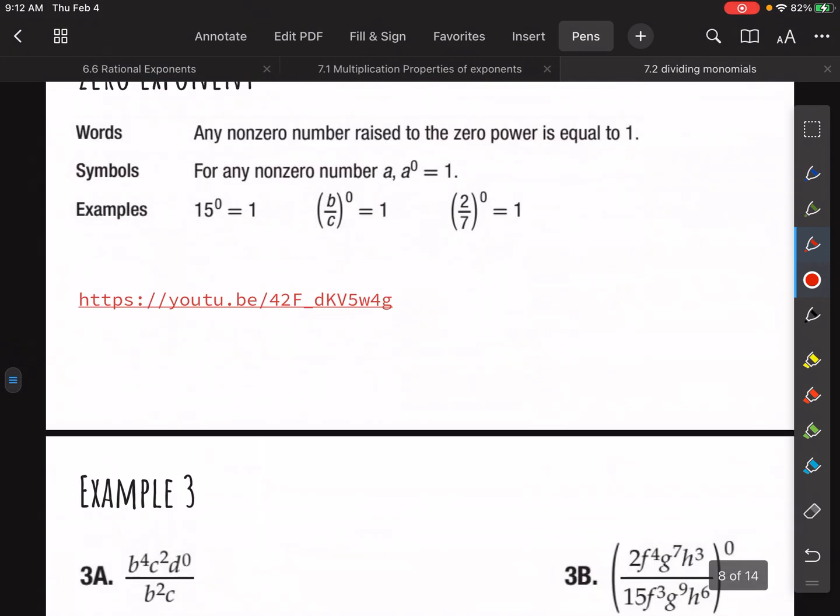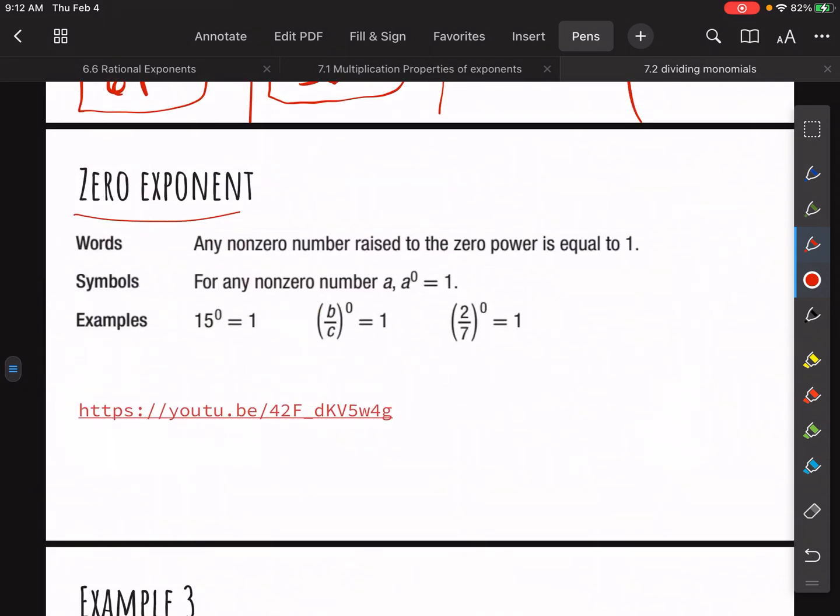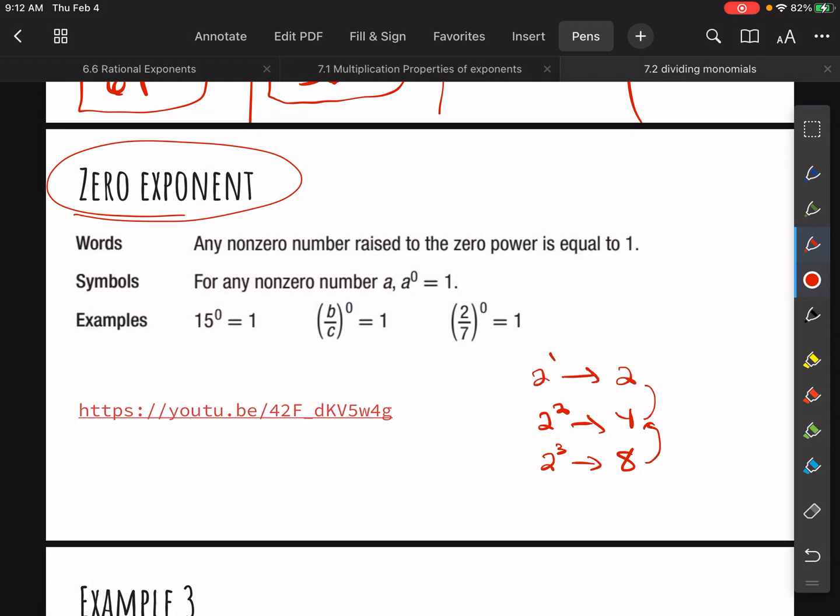Now, the last real thing that I need to teach you is the 0 exponent, which I kind of talked about the other day, right? The easiest way to see this is, if you have 2 to the 3rd power, that is equal to 8. If you have 2 to the 2nd power, that is equal to 4. If you have 2 to the 1st power, that is equal to 2. Each time we're dividing by 2, right? So the next time, 2 to the 0th power, if I divide 2 by 2, I get 1. Anything to the 0th power will always have that pattern, so anything to the 0th power is equal to 1.